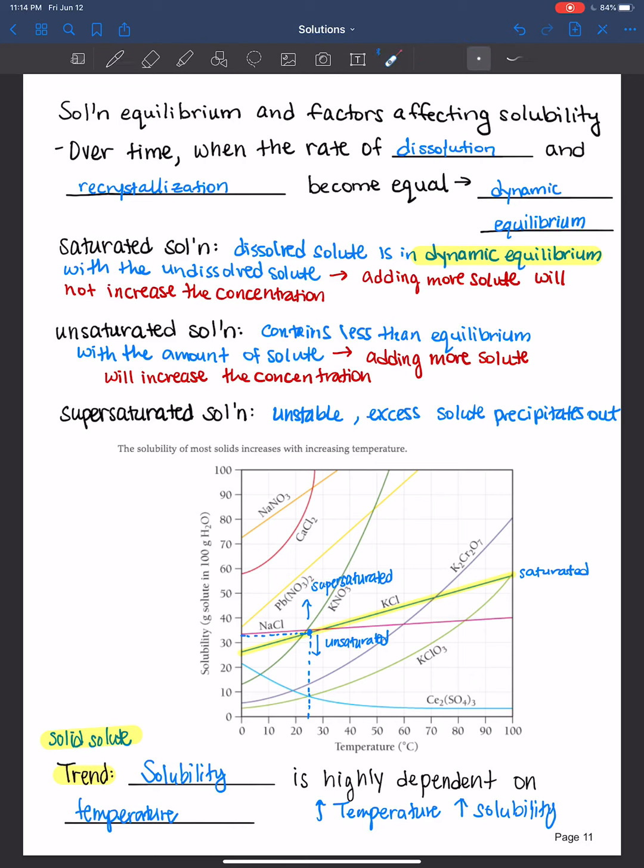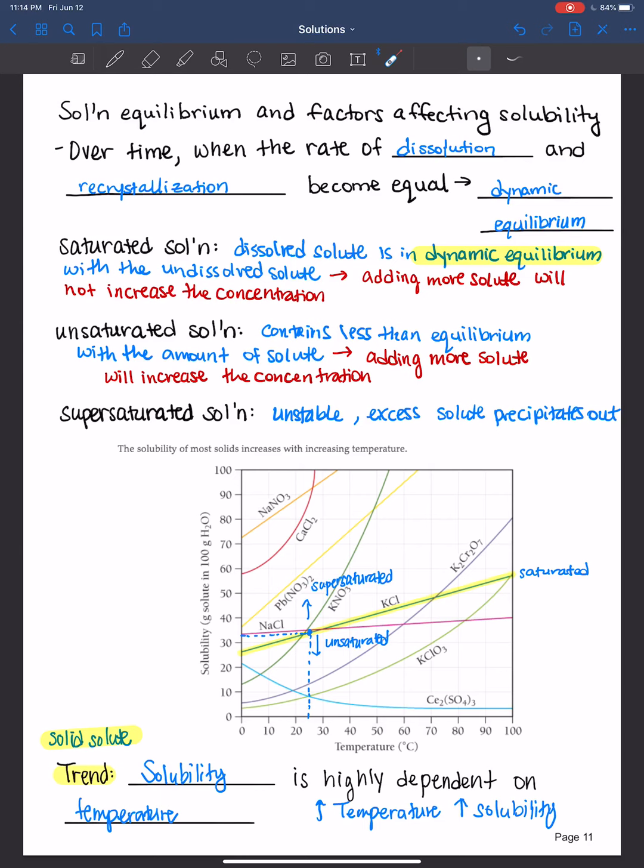You will see in this graph that cerium(III) sulfate doesn't follow this, but do not worry for my course. Just assume that in most cases, when you have an ionic compound, as you increase the temperature of that solid substance going into water, it will increase its solubility. Okay. So for example, we can add approximately 50 grams of potassium chloride in 100 grams of water at 80 degrees Celsius. So we do see that increase in solubility at higher temperatures.